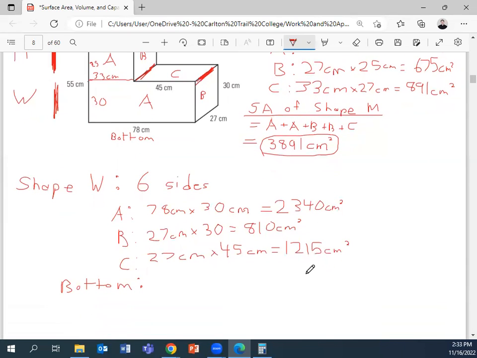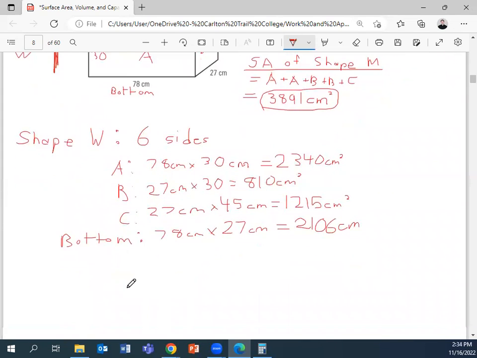Which two numbers am I going to multiply there? You betcha. 78 centimeters times 27 centimeters. And if I put those together, because I'm just too lazy to figure that out in my head right now, that is going to give me 2,106 centimeters squared. So there are 6 sides, and we have 4 different measurements here.